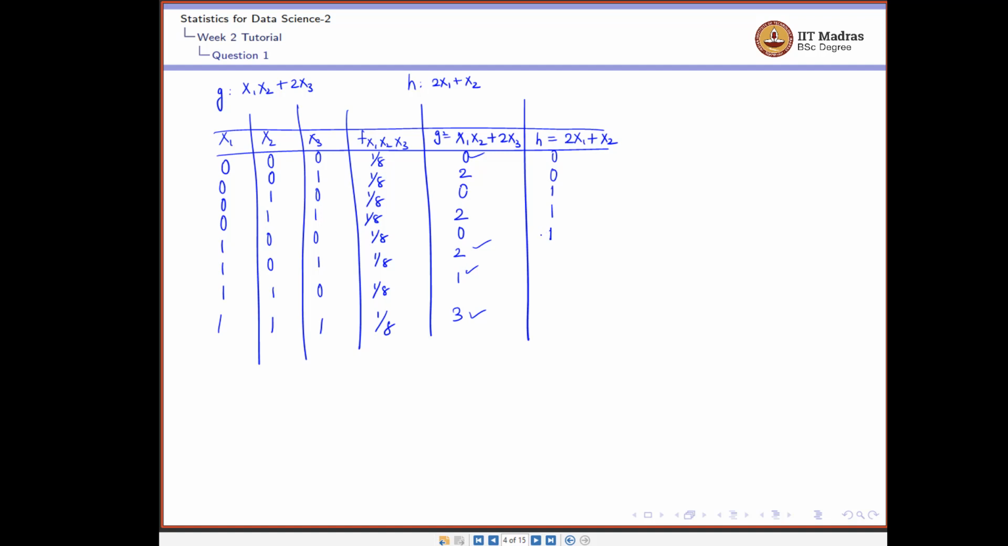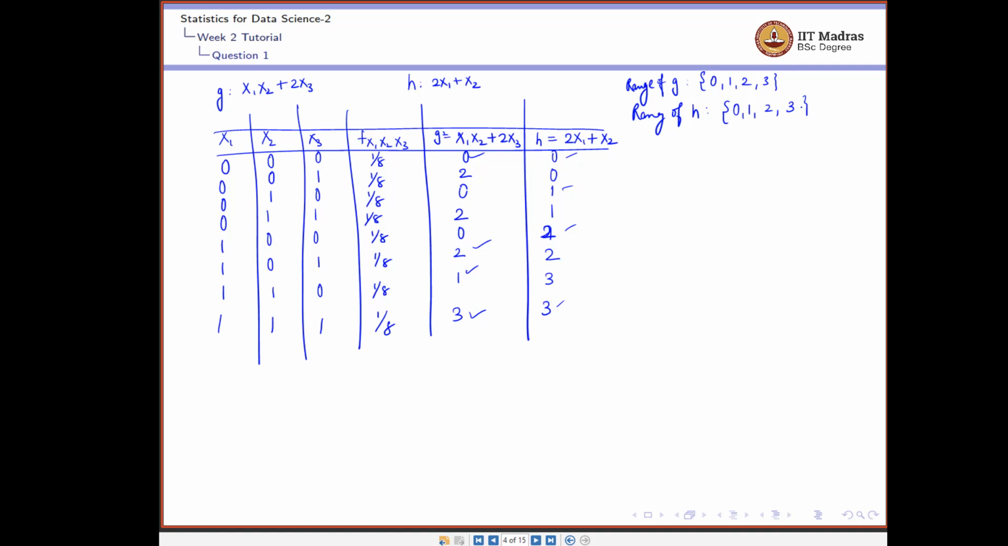It is 2. This is again 2. This is 3. And this is 3. So similarly, H is also taking the value 0, 1, 2 and 3. So if I ask you, what is the range of G? So range of G is going to be 0, 1, 2 and 3. What is the range of H? So again, range of H is 0, 1, 2, 3.